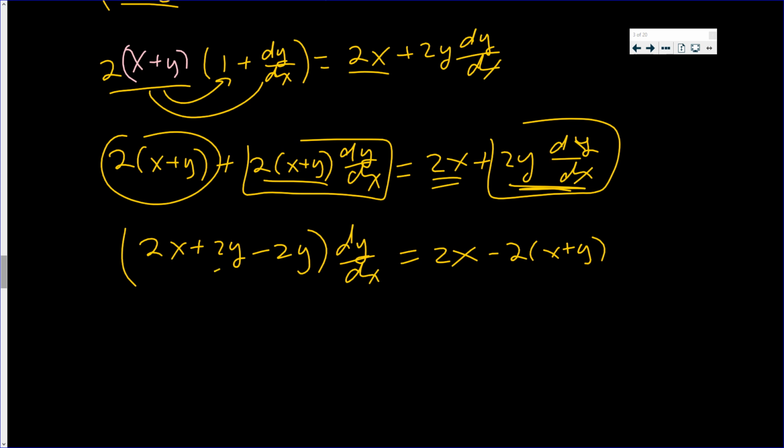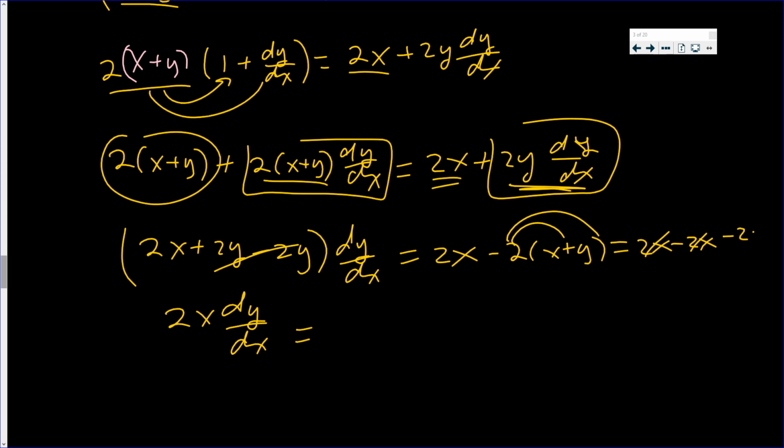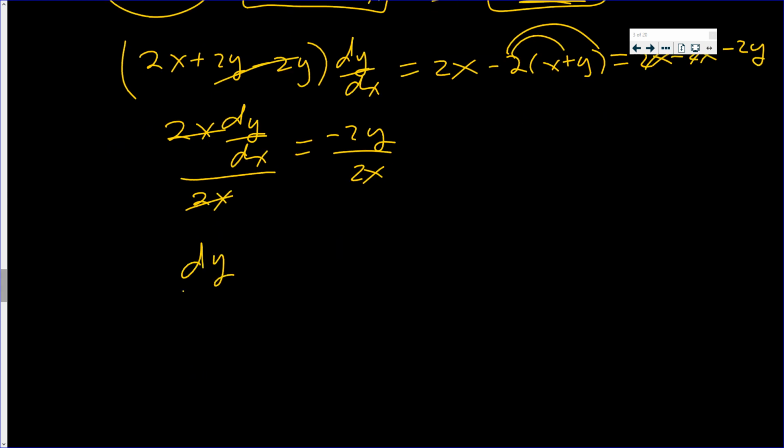So this cancels. You have 2x dy dx equals, now this is 2x minus 2x, so that cancels, minus 2y. So the right side is just minus 2y. If you divide by 2x on both sides, you're done. dy dx is, the 2's cancel, negative y over x.